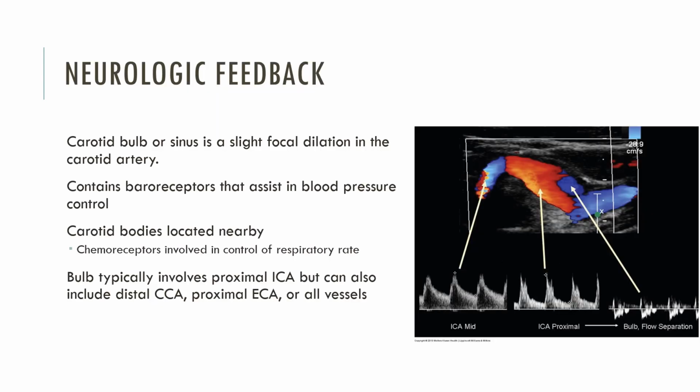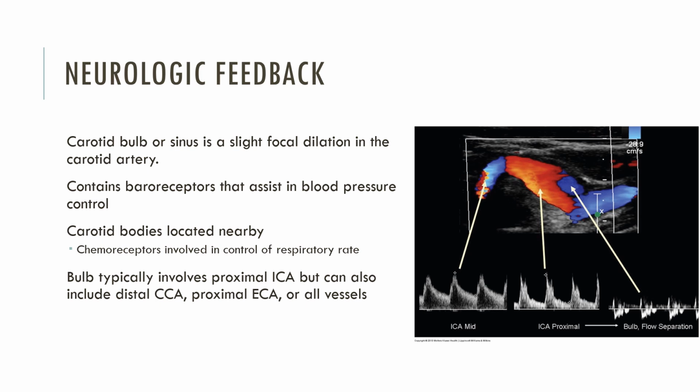Neurologic feedback. So we do have some receptors in our carotid system that are going to provide neurologic feedback, which will affect our respiratory rate and some other things. So within that carotid bulb at the distal CCA, there's a slight focal dilatation. And there's something called baroreceptors in there that are going to assist in blood pressure. So if it's recognizing that the blood pressure here is low, it will do things like stimulate vasoconstriction, maybe increase renin production, things like that, which will then trigger attempt to help increase the blood pressure.